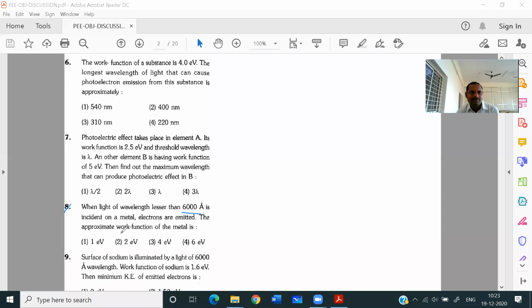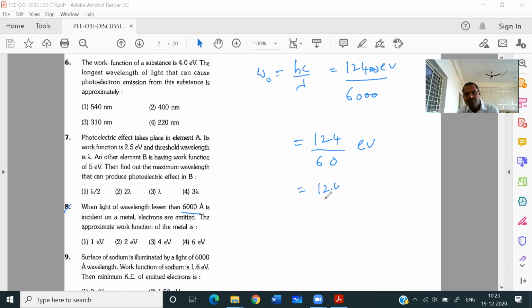Okay? The approximate work function of the metal. Simple: work function is hc by lambda, and lambda is given in angstrom, so it will be 12,400 electron volt by lambda in angstrom. Lambda in angstrom is 6000 given. Two zeros cancel. It will be 124 divided by 60 in electron volt. Still it will be 12.4 by 6 electron volt because of the zero.